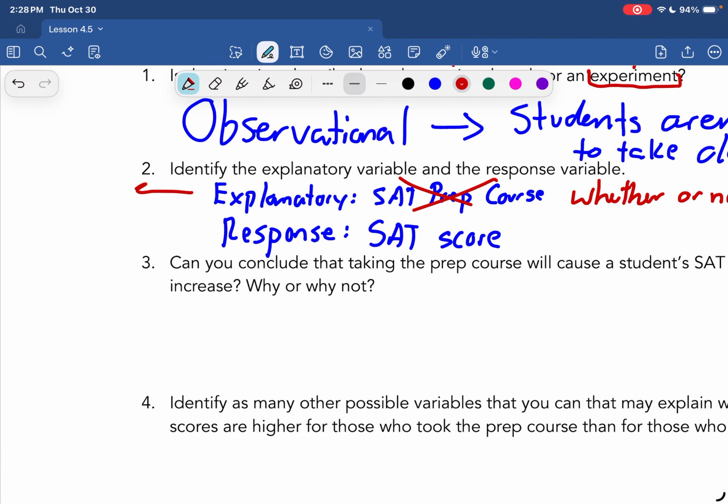Now, side note, and we'll come back to this when I'm with you next time. We can also call the explanatory a factor of our study, what we're looking at. We'll talk more about that next time. We're just getting into some of the basics of observational studies and experiments and designing our experiments.